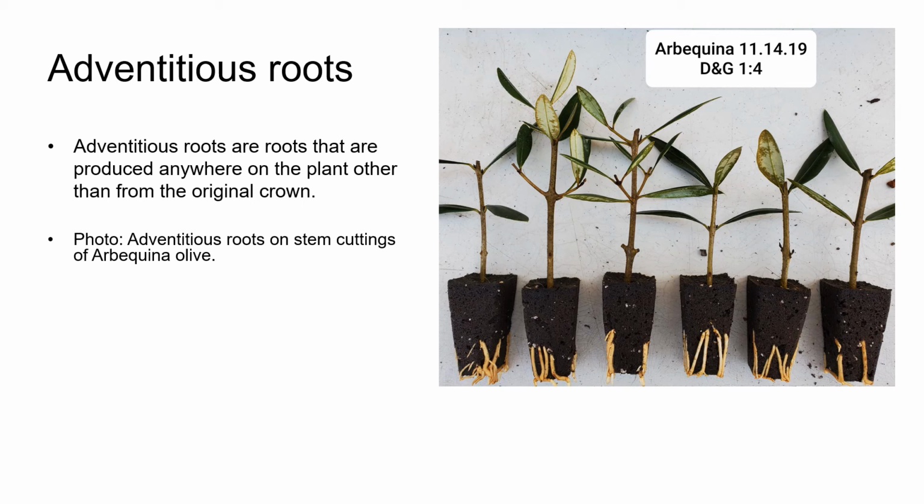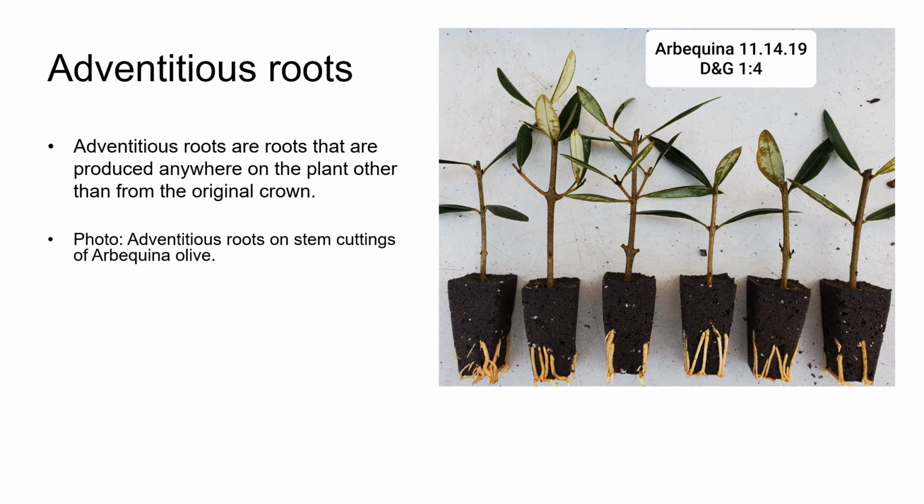You learned earlier that the roots growing from the crown of plants grown from seed are referred to as seminal roots. Let's talk now about a different type of root called adventitious roots. Adventitious roots are defined as roots that are produced anywhere on the plant other than from the original crown. The original crown is only present when plants are grown from seed, so the roots on plants propagated from vegetative plant parts such as stems and leaves will always be adventitious roots.